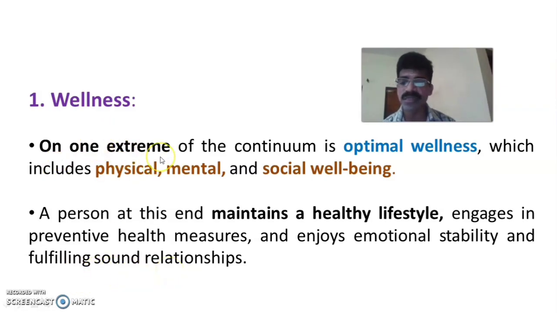So wellness means that one extreme of the continuum is the optimum wellness, that includes the physical, mental and social well-being of a person. That is maintained by a person by following a healthy lifestyle, engaging in preventive health measures and services, and enjoying emotional stability, mental health and social relationships, that is fulfilling sound relationships.